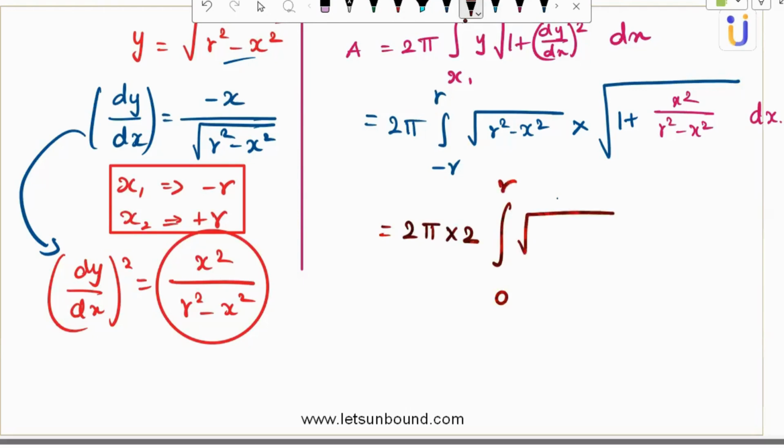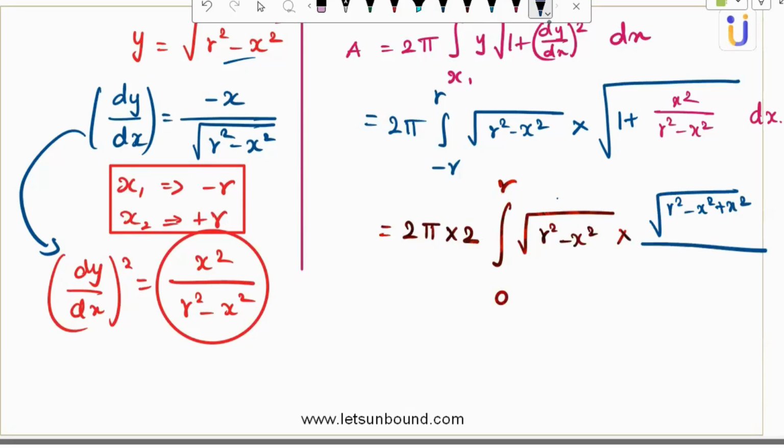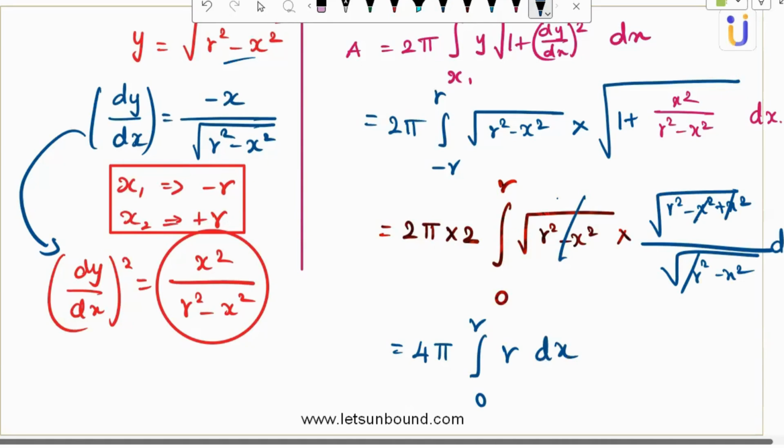r. Square root of r square minus x square times, when you simplify this inside stuff, square root of r square minus x square plus x square in the numerator divided by square root of r square minus x square, and then dx. These two things will get cancelled. So I got 4 pi integral 0 to r, minus x square plus x square cancel, and I will just get square root of r square, which is r, and then a dx. R is also a constant, right? Let it be out.